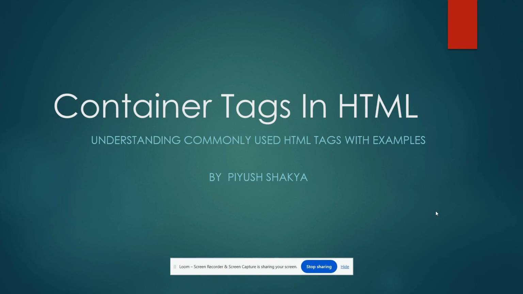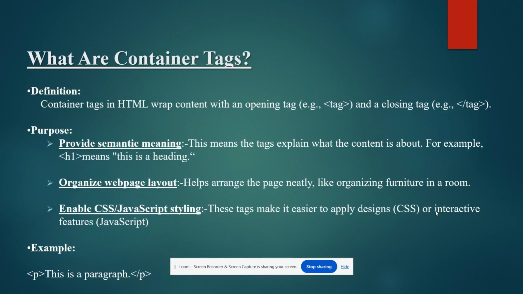HTML uses tags to define elements, and these tags come in two types. First, self-closing tags. Second, container tags. Today, we will focus on container tags because they are the backbone of organizing web page content. So what are container tags?